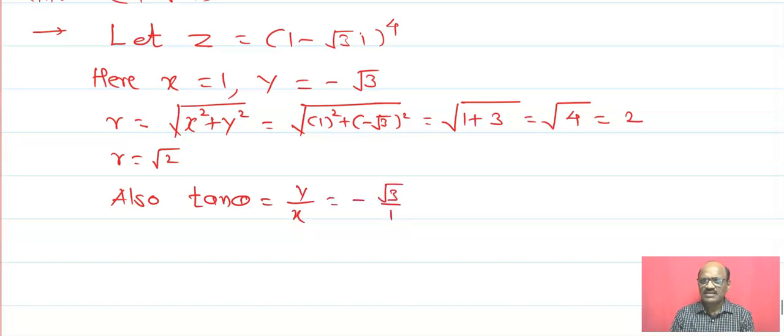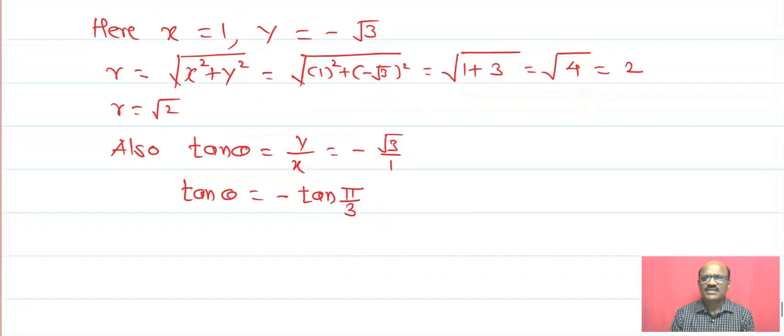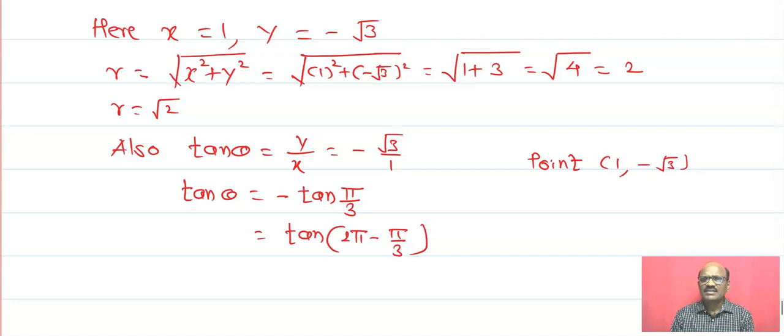By mistake I had written that r is equal to root 2. I am correcting it afterward. Also tan theta is equal to y upon x, it's minus root 3 upon 1. And root 3 means what? Tan of pi by 3. It's negative. And again my point is in which quadrant? It is in the fourth quadrant.